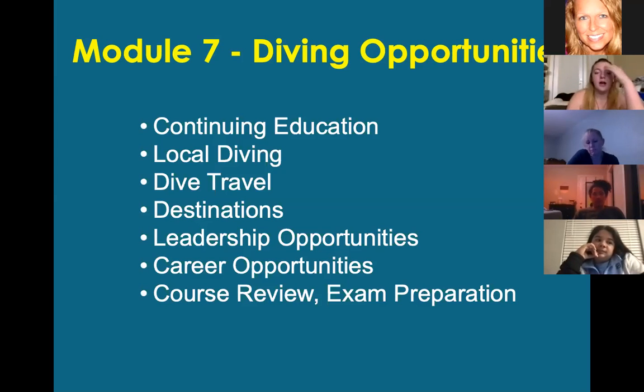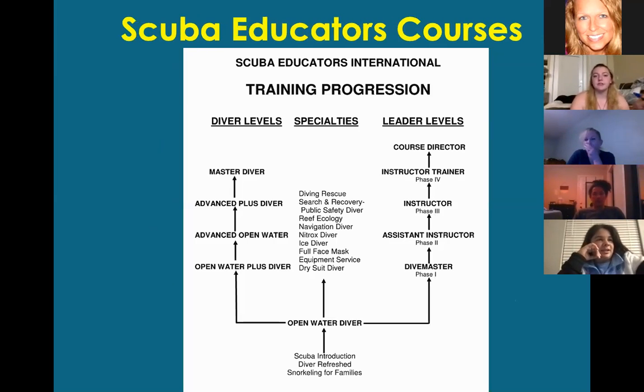So module 7 is going to be diving opportunities. Scuba educators course, if you can see on the left side, this is everything that you can go through as a recreational diver. So open water is where you guys are right now. The next step would be advanced open water, and a lot of people choose to get their nitrox specialty certification when they do their advanced open water. And then you can go advanced plus and master diver.